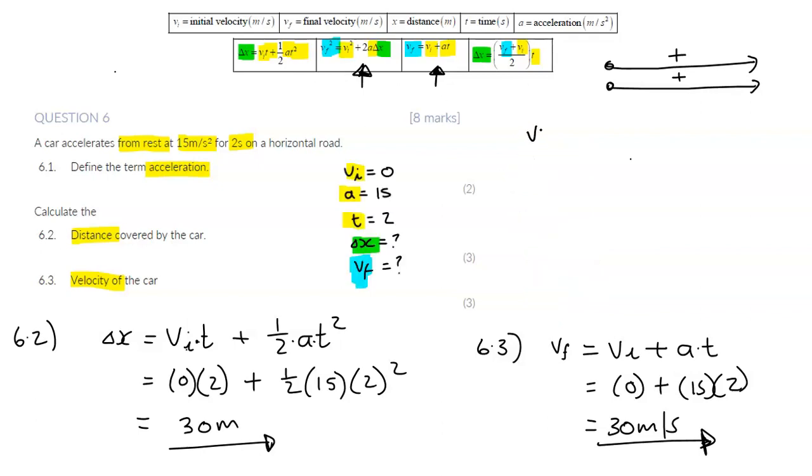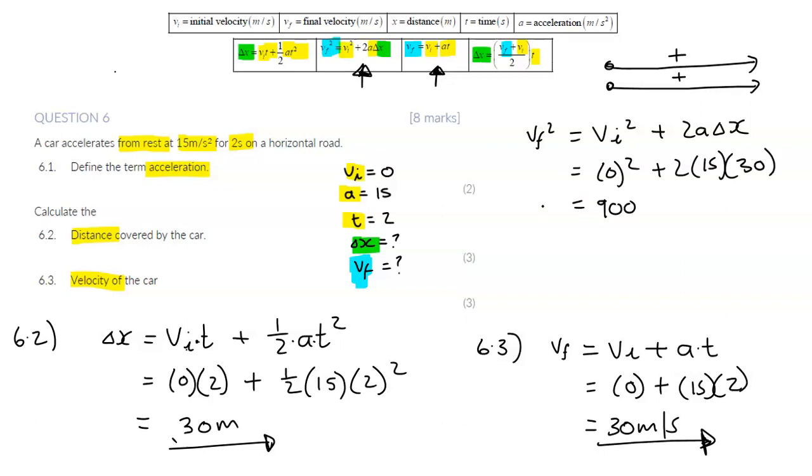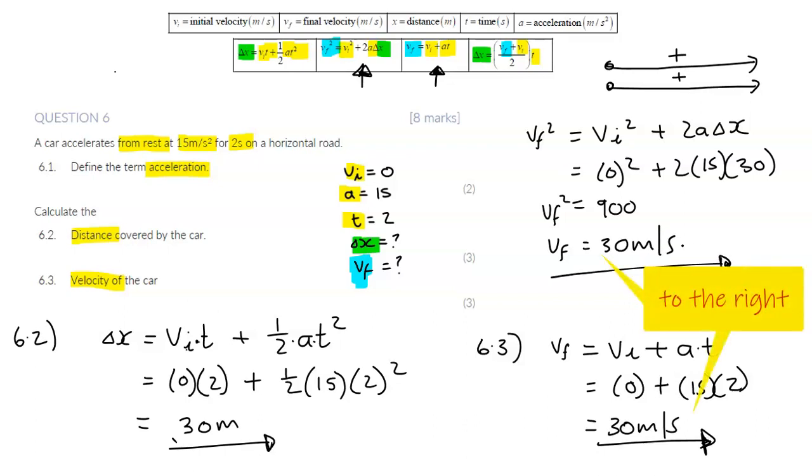If I use the second formula, VF squared equals VI squared plus 2A delta x. VI is 0 according to my information list. Acceleration is 15 and my displacement, my distance, is 30. And then I get a value of 900, but that is still VF squared. So if I draw the root there, I get 30 meters per second again. Okay, and I would actually do that in the exam if I had time. If there are 2 formulas and both will work, I will determine both of them just to double check myself. You might not have the time during the exam, but do it while you're practicing.